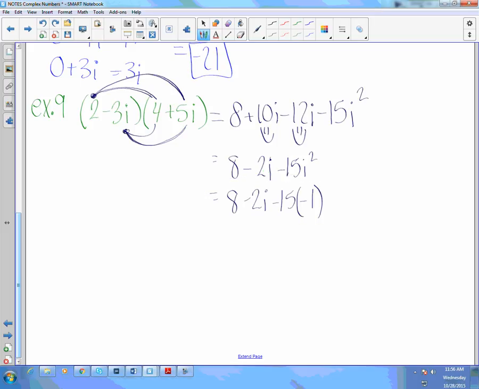Okay? Now here, we can simplify this, right? Negative 15 times negative 1, Riley, what would that be? Good. Positive 15. So I'll just change that to plus 15. Sebastian, what else needs to be done? We have 8 minus 2i plus 15. Is there anything there that I can simplify?